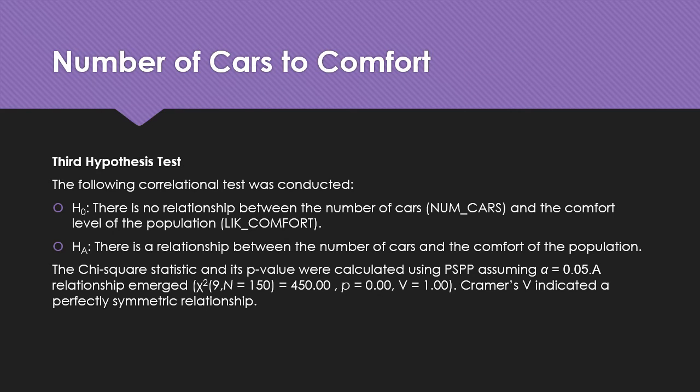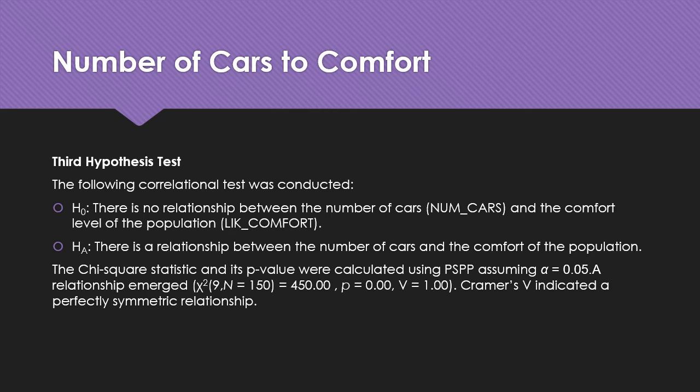All right, now this is the most interesting one that we did here. This is the third hypothesis test in which we compared the number of cars to the comfort levels of the population. In this case, the null hypothesis is that there's no relationship between the number of cars and the comfort level of the population. The alternative hypothesis is that there is a relationship between the number of cars and the comfort level of the population.